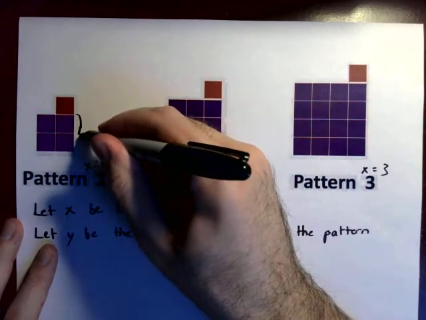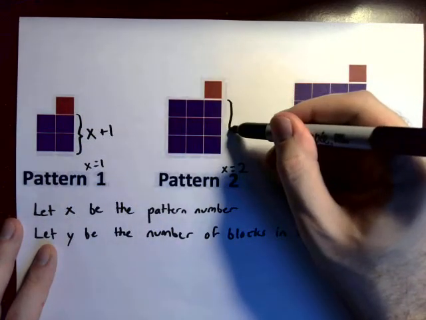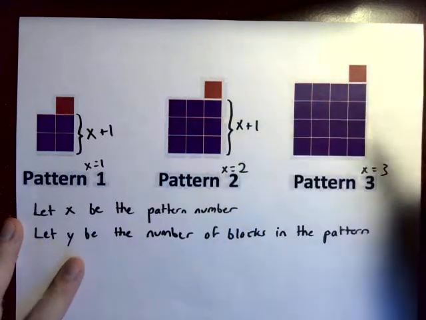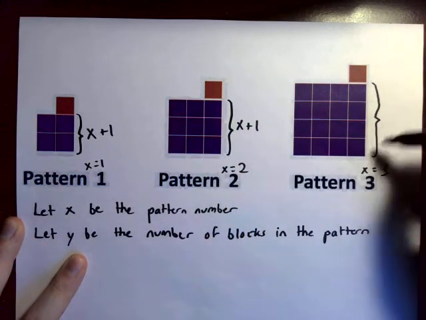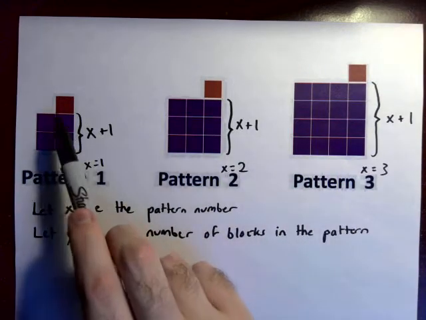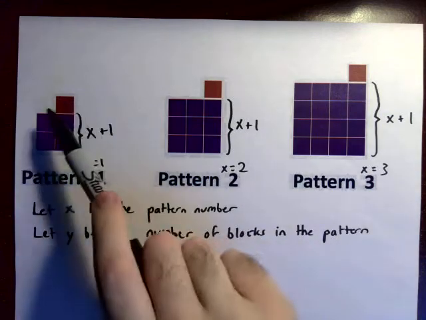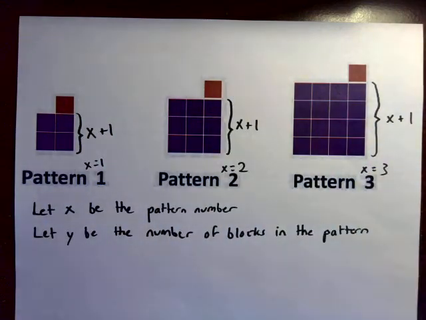So just like with the last example, we've already seen that the side length in every pattern is x plus 1. But then in each case, notice how only the purples are changing, and then an orange block gets added to the top of them.